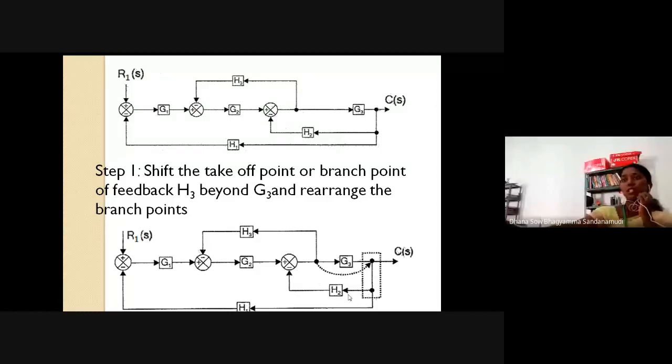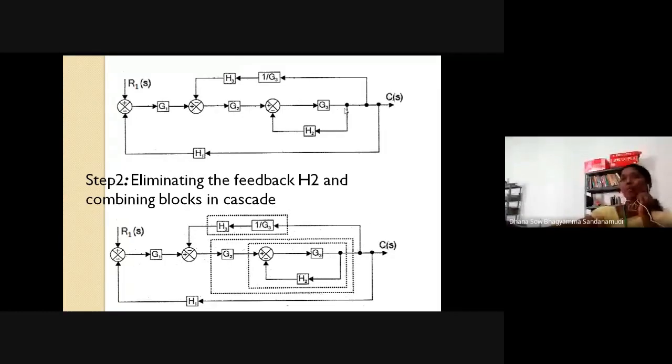This is one feedback, this is one feedback, this is one feedback. So I must get 3 branch points here. Since I have moved the branch point from here to here, a block has been added here whose magnitude is equal to 1 by G3. Only 6 rules are there for block diagram reduction. If you remember those rules, you can play with this block diagram reduction and solve very easily.